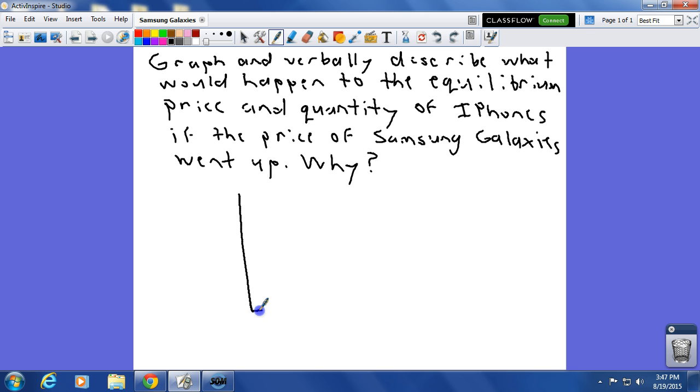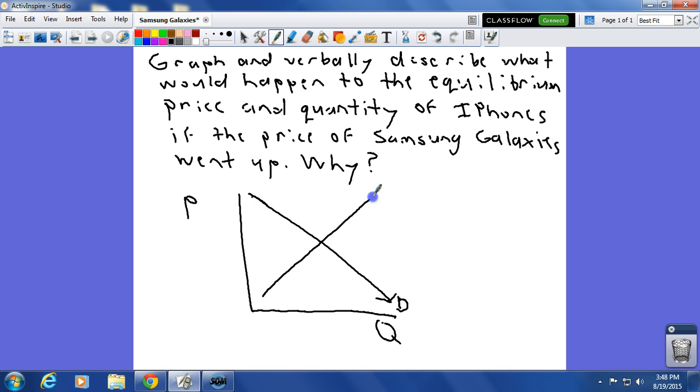So the first thing we need to do is graph our supply and demand curve. We're going to have our X and Y axes. On our Y axis we have P for price. On our X axis we have Q for quantity. And then we're going to have our downward sloping demand curve, which we'll call D. And then we'll have our upward sloping supply curve, which we will call S.